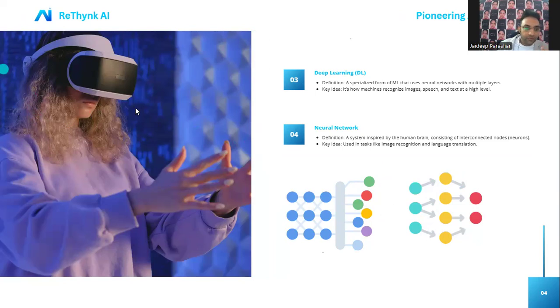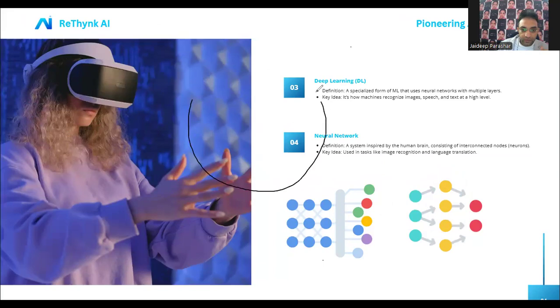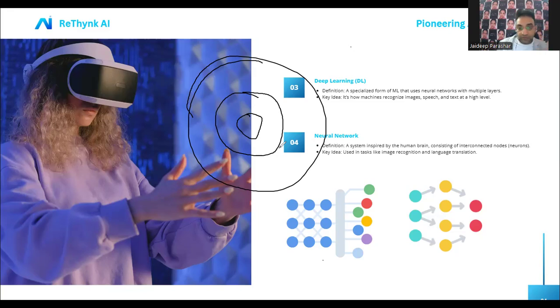So let me draw our original diagram again. This is our AI, this is ML, and this is deep learning. You can say deep learning is a subset of machine learning, and machine learning is a subset of AI. Okay, that's how you see it.